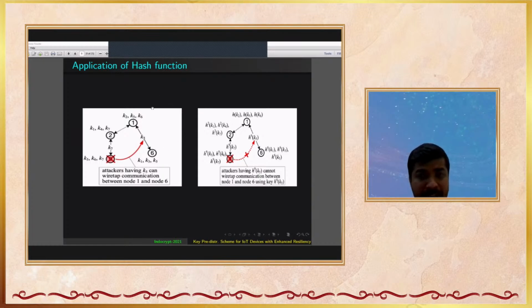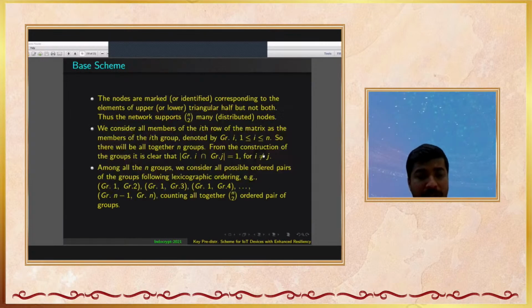But if we add hash powers of the keys, then in this picture, even if an attacker compromises the link between device number 9 and device number 6, he cannot break the link between device number 1 and device number 6, because of the property of hash functions. Next I introduce my scheme. This is the base scheme, basically a deterministic KP distribution scheme. Here the total number of nodes is n choose 2, and the number of keys of each node is 2n minus 2.